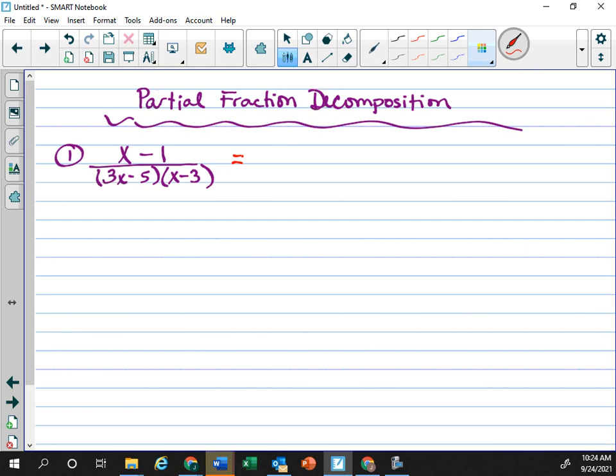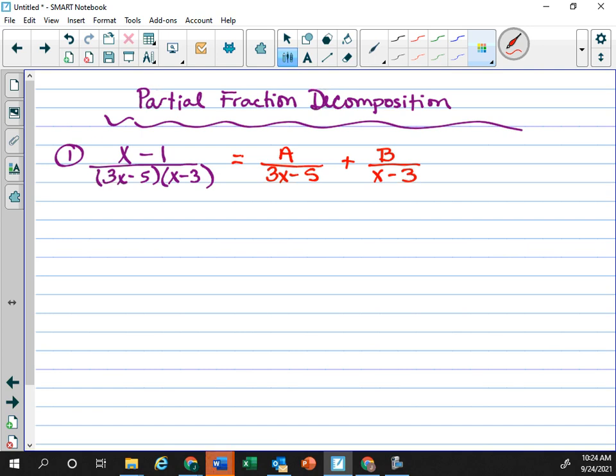Okay, so when you have two factors like that, we're going to put a capital A over the first factor, the 3x minus 5, plus B over the x minus 3. If you'd had a third factor, then you'd have plus C over that factor. You're just going to work your way through. All right. We're trying to solve for this A and this B.